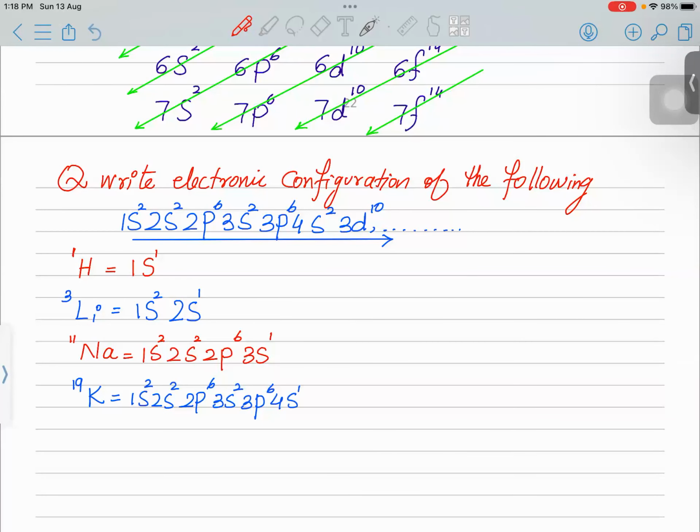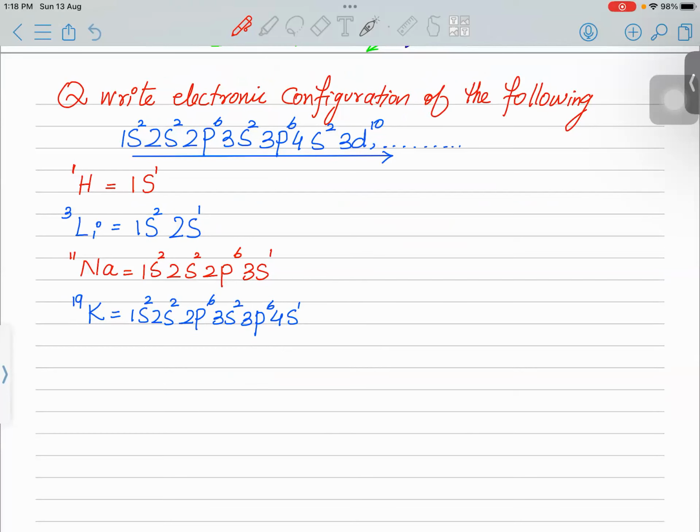Hi, sir, I'm back. Now Mohammed, we are discussing electronic configuration, right? You just follow this sequence to fill the electrons: 1s2, 2s2, 2p6, 3s2, 3p6, 4s2, 3d10. We have so many examples, right?